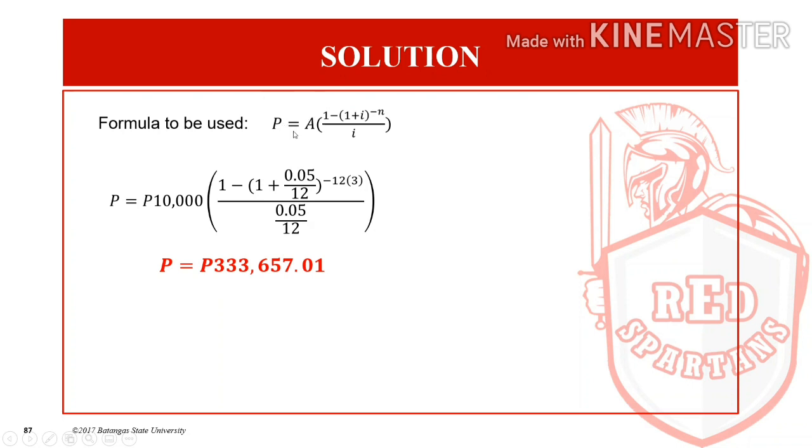So, our formula, for an ordinary annuity present worth, is P is equal to A times 1 minus 1 plus I raised to negative N over I. So when it is present worth, our N is negative. We have an annuity of 10,000, multiplied by 1 minus 1 plus 0.05 over 12, since compounded monthly, raised to minus 12 times 3, over 0.05 over 12. Then P is equal to 333,657.01. So this is the present value or cash price of the car, letter C.